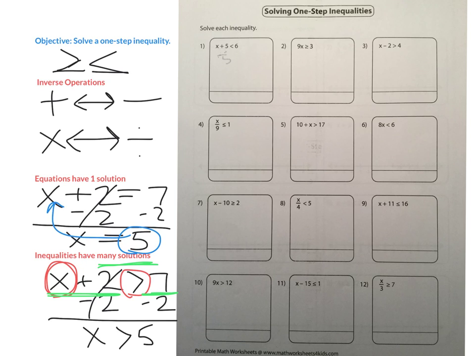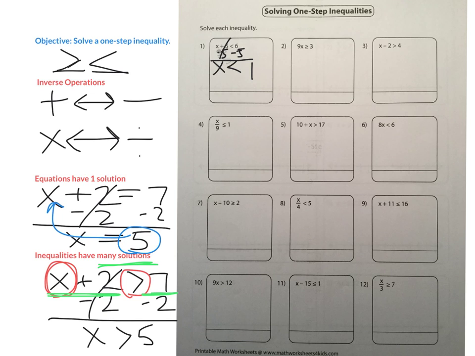To keep this balanced, just like you would solve an equation, you're going to subtract 5 on both sides of the inequality. Adding 5 and taking away 5 will cancel, so x is less than, I'm just bringing down my sign, 6 minus 5 is 1. So x can be anything less than 1. That means x can be 0. x can be a negative number.